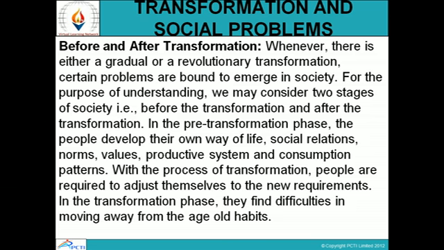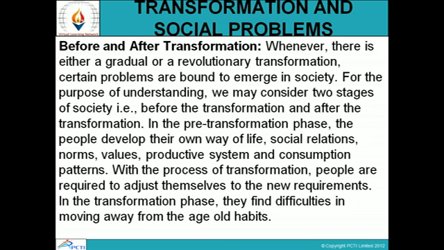Before and after transformation. Whenever there is either a gradual or a revolutionary transformation, certain problems are bound to emerge in society. For the purpose of understanding, we may consider two stages of society, that is, before the transformation and second is after the transformation.